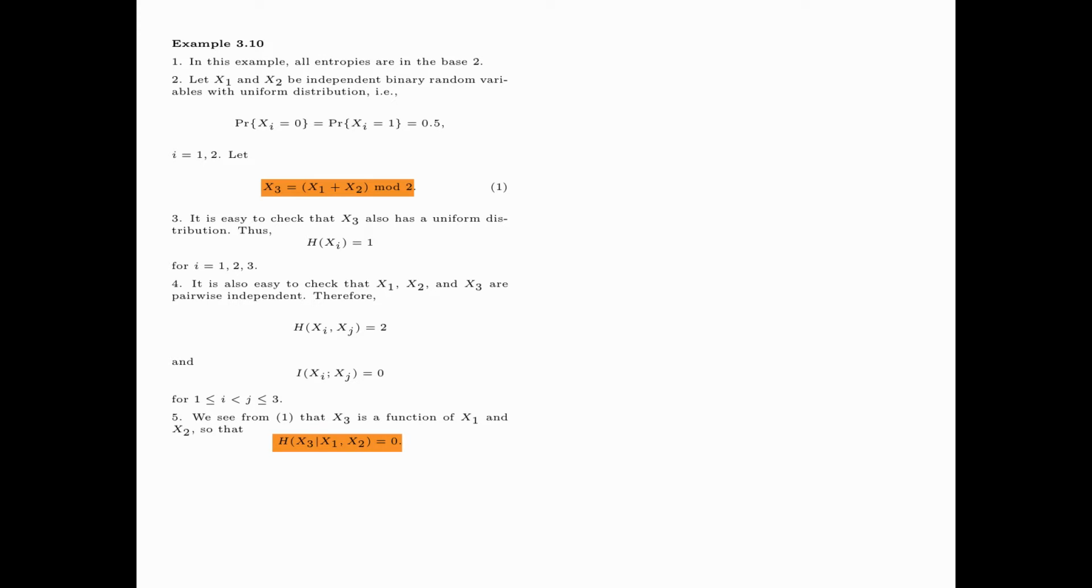It is also easy to check that x1, x2, and x3 are pairwise independent. Therefore, the entropy of xi, xj is equal to 2, and the mutual information between xi and xj is equal to 0 for all distinct i, j between 1 and 3. Now we see from equation 1 that x3 is a function of x1 and x2, so that the conditional entropy of x3 given x1 and x2 is equal to 0.